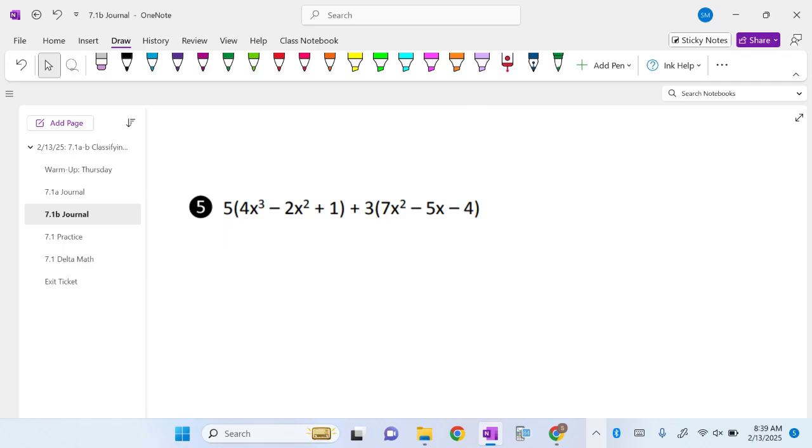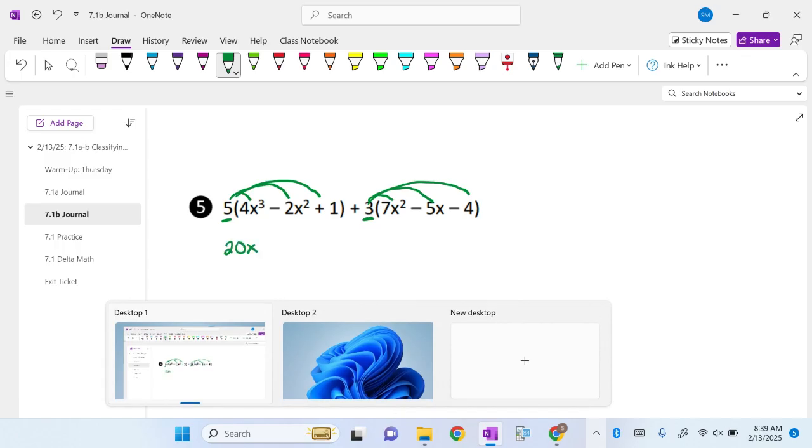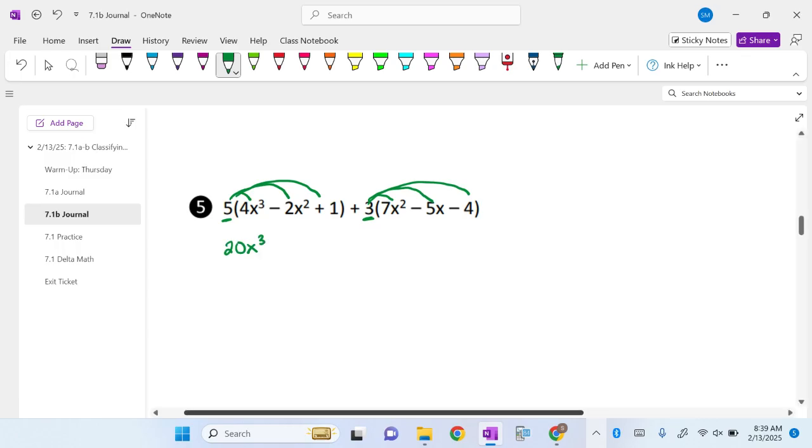Distribute. So if you have numbers outside of those parentheses and it looks like it's multiplication, you got to distribute first before you combine the like terms. All right. So if I distribute, that means I would have 20x cubed minus 5 times negative 2 is 10, x squared, and then 5 times 1 is 5, so plus 5, plus, so again, when you're distributing, just multiply the number, slap whatever variable it is on the end.